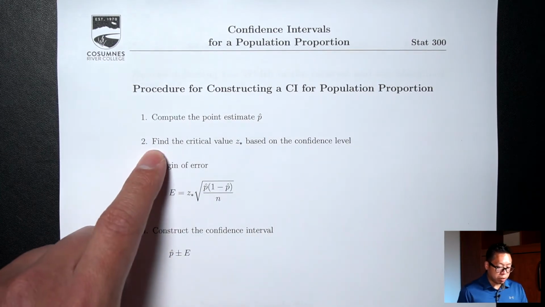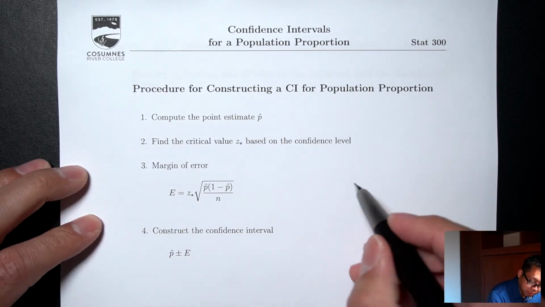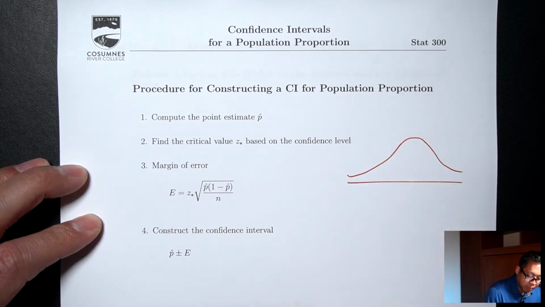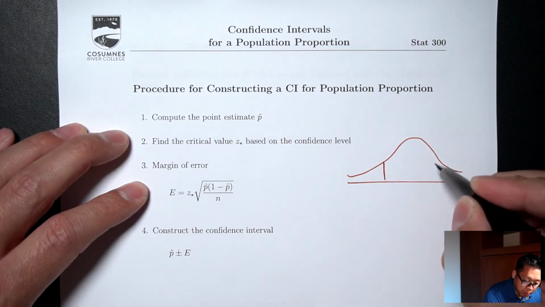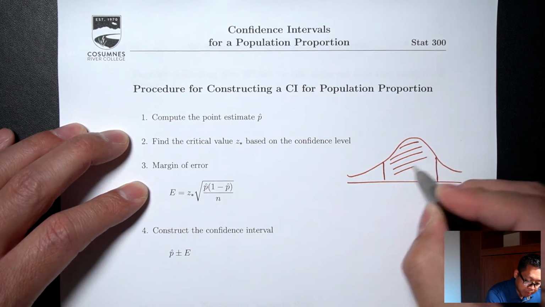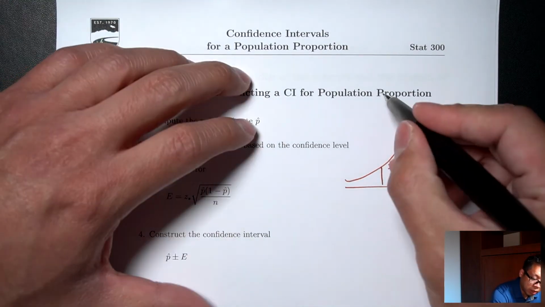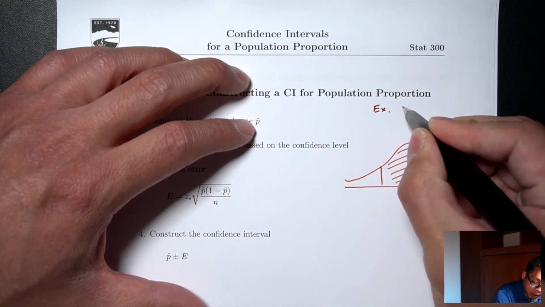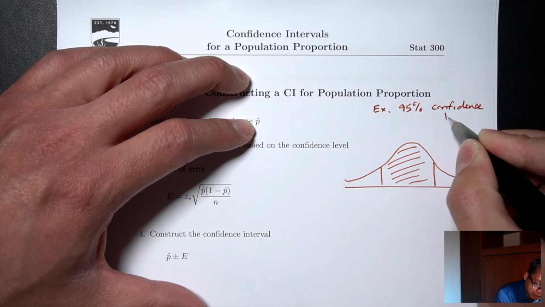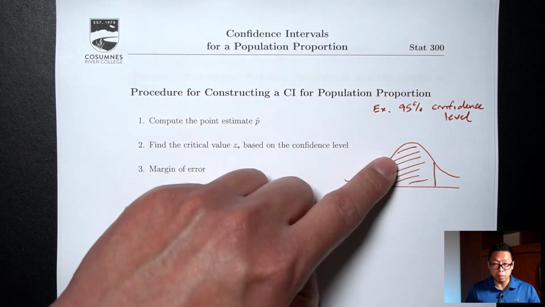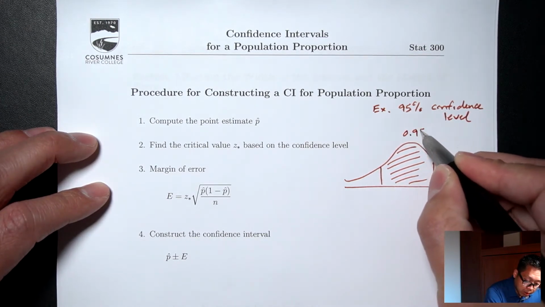Next step, step 2, find a critical value z star based on the confidence level. So for this step, we're going to be drawing the normal distribution picture. And the confidence level refers to the area in the middle. So we're going to be shading our picture in the middle for all the questions today. In the article, the confidence level they were using was 95%. So as a decimal, 95% is 0.95. That's the area in the middle.